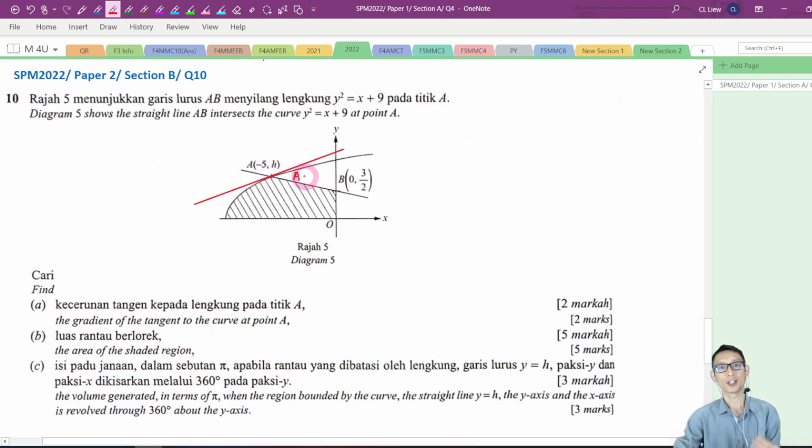Before you get the answer, you know your answer must be positive, right? Because this is going upward like this. So it's a positive gradient. We want to find the gradient of a tangent. We need a gradient function. So what is gradient function?